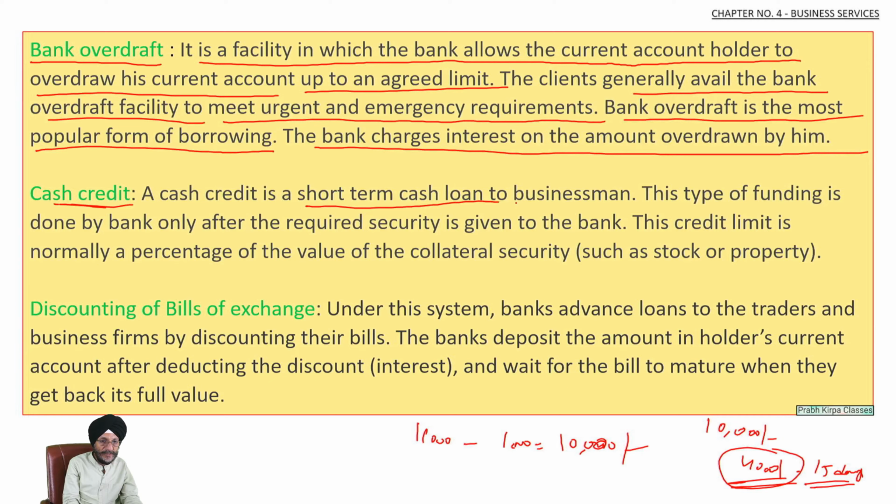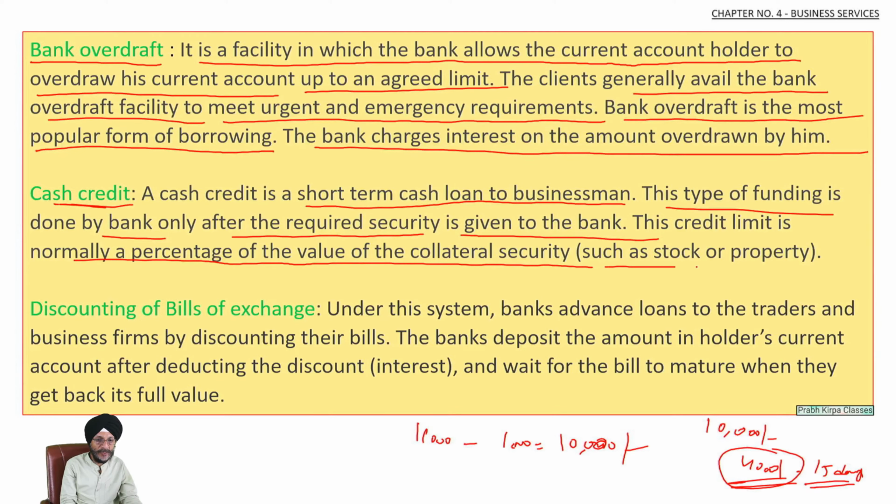Next is cash credit. It is a short-term cash loan facility to the businessman. This type of funding is done by the bank only after the required security is given to the bank. This credit limit is normally a percentage of the value of collateral security such as stock or property. That is, if you are having stock or property, say rupees 1 lakh, the bank may give you a cash credit facility of say rupees 50,000.